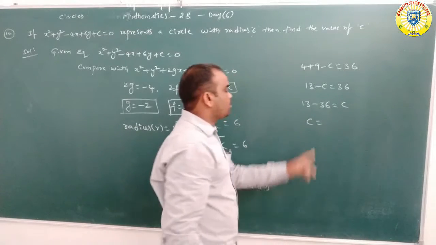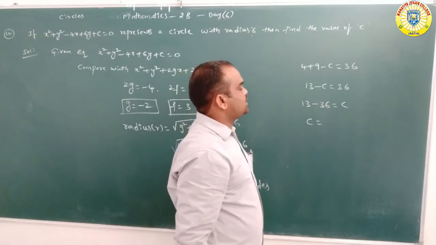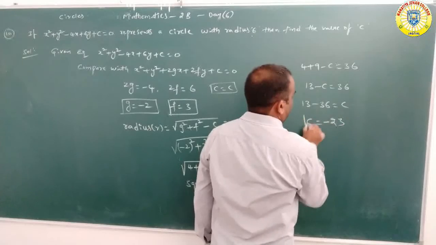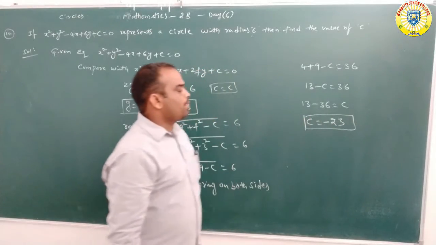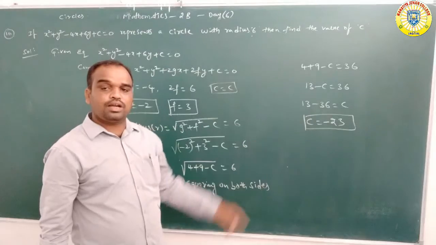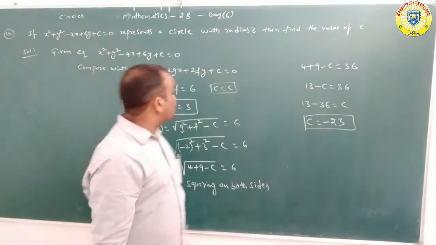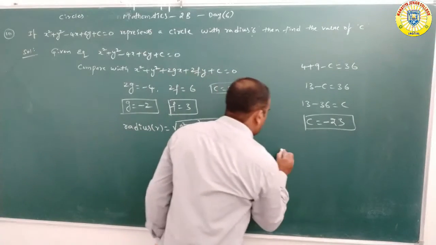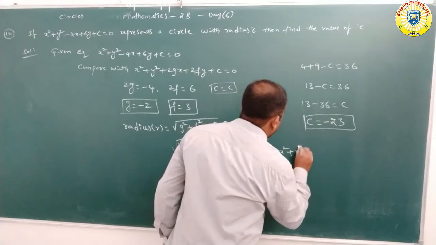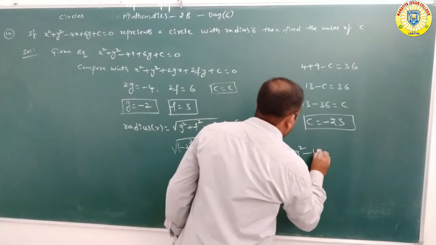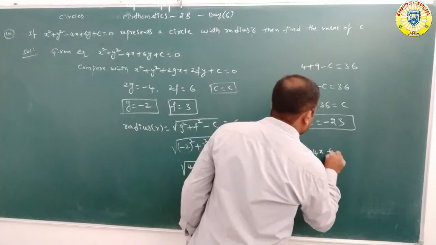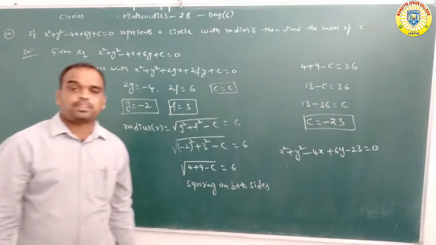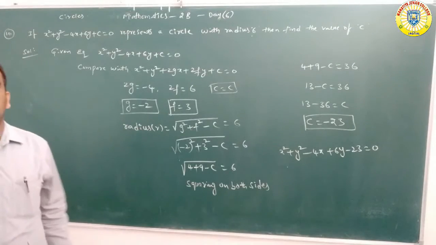Therefore c is equal to 13 minus 36. What is the value? Minus 23. So c is equal to minus 23. Understand? What is the question? Find the value of c. So c is equal to minus 23. Here the equation is x square plus y square minus 4x plus 6y minus 23 is equal to 0.